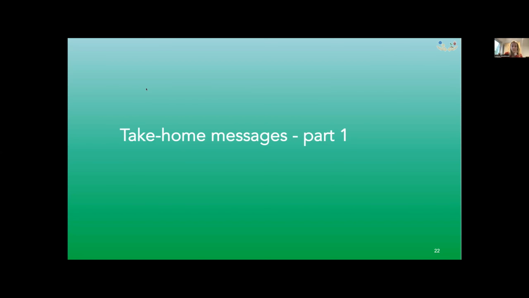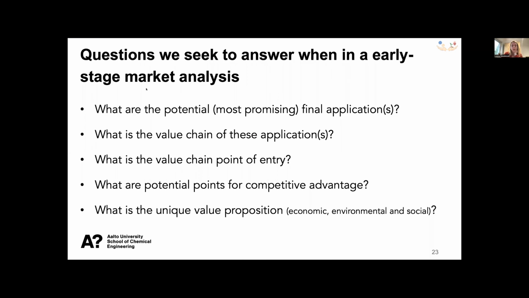What should you be asking to close this? When I'm doing a market analysis, regardless of the science, but especially if we look at the very early stage, we need to think about what is the potential, most promising final application, and not just the value chain, not just the end market, application, final product that we're going to be making. Is it paper? Is it a coating that goes into a bottle? Is it the new type of dye that goes into textiles?